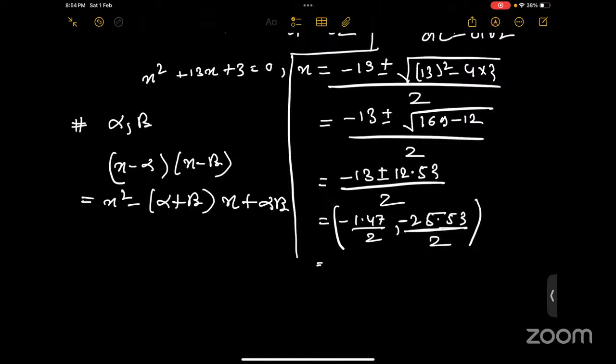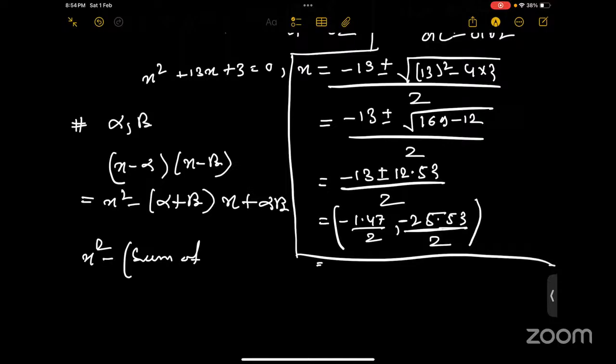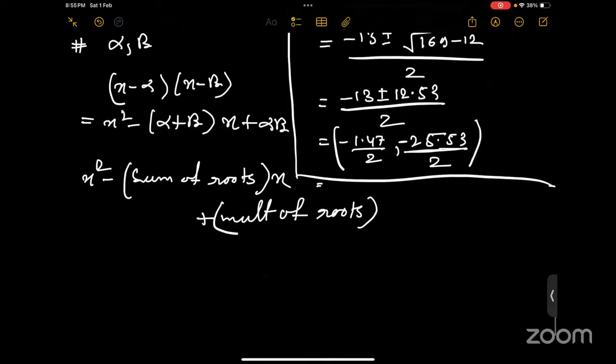That means basically, if you have two different roots, the quadratic equation is typically x square minus sum of the roots into x plus multiplication of the roots. Okay. This is a typical form.